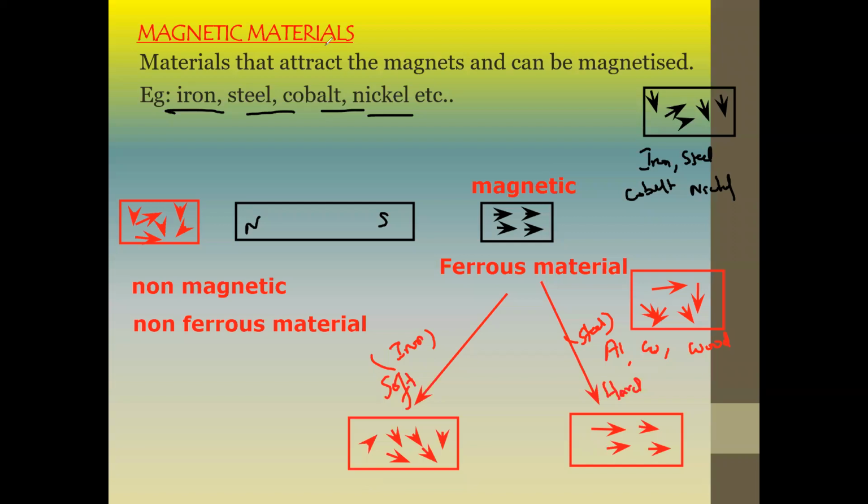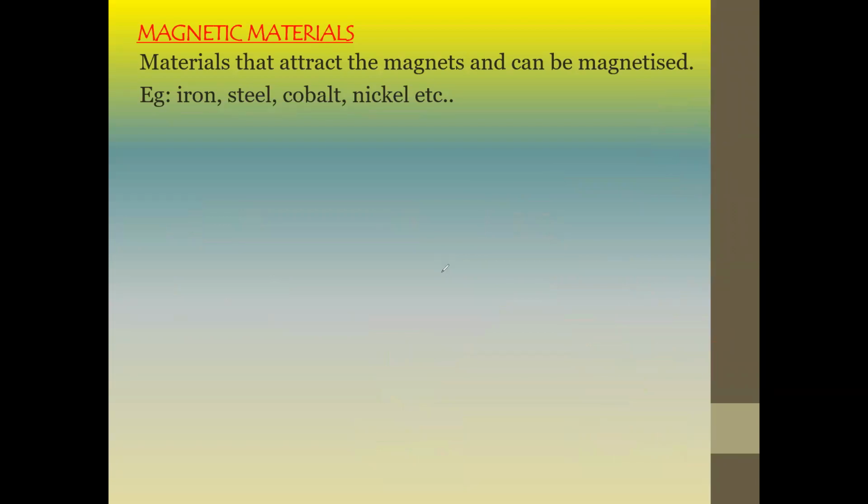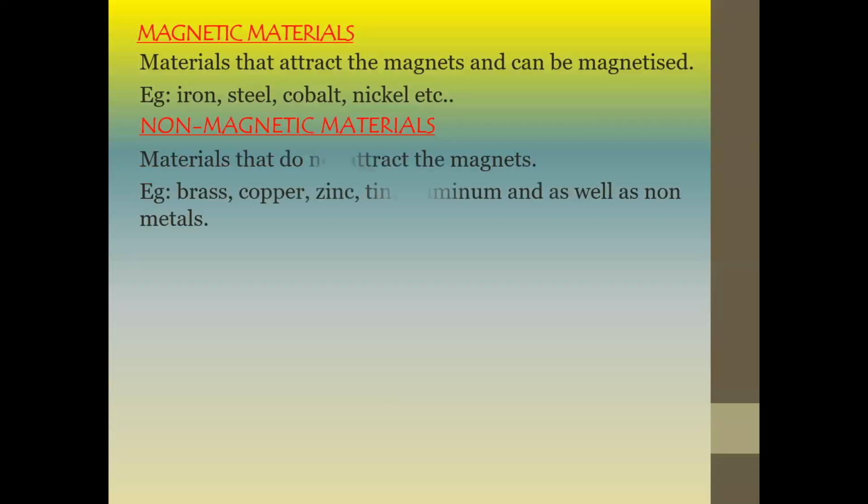So the magnetic materials are attracted towards the magnet or they remain magnetized. Non-magnetic materials are not attracted towards the magnet, like brass, copper, zinc, tin, aluminium. The reason I repeat this example is because students think that if it's a metal, it should be a magnet. It's not the case. All the metals are not magnetic materials. They don't behave like a magnet.